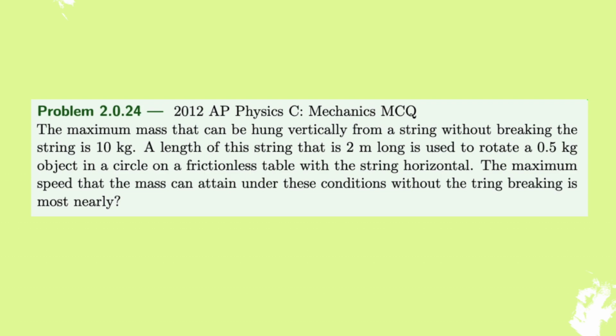In this problem, we're given that the maximum mass that can be hung vertically from a string without breaking that string is 10 kilograms. That basically means that the tension force can only handle the weight of this mass. That's the maximum weight it can handle. And then a length of this string that is 2 meters long is used to rotate a 0.5 kilogram object in a circle on a frictionless table with the string horizontal. The maximum speed that the mass can attain under those conditions without the string breaking is most nearly, and that's what we want to find. We want to find the maximum speed of this mass.